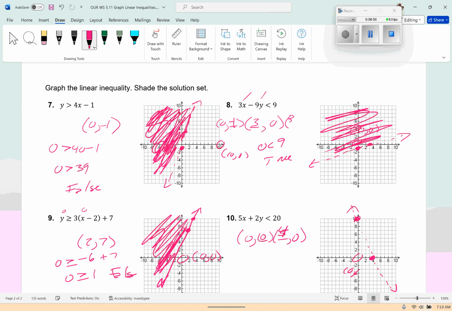0, 0 is right there. Plug 0 in there, 0 in there. Is 0 less than 20? This is true. So we're going to shade this side of the line over here.